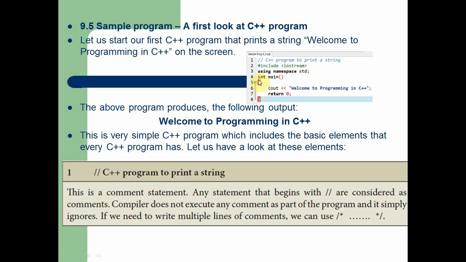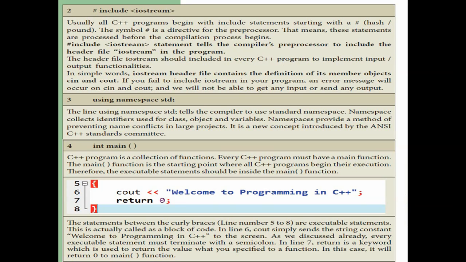After that, you can see there are open and close braces. These braces are used to group statements. Here the main function related statements are grouped between these braces. These are the lines grouped by this open brace and close brace. We also learned this in part 1 of the same chapter, in the topic punctuators. The statements between curly braces, line numbers 5 to 8, are executable statements. This is called a block of code.